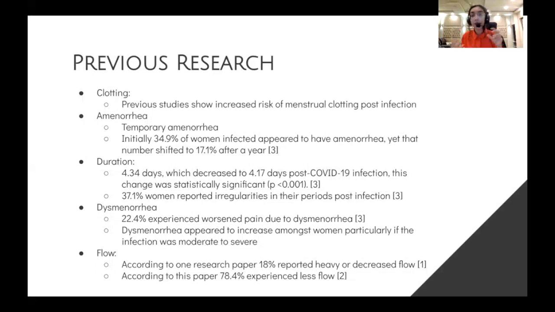So while exactly whether infections are lessening flows or increasing it, there seems to be some ambiguity about that. But one thing we can know for sure is the possibility that heaviness of flow may be affected by COVID-19 infections. And lastly, of course, is amenorrhea. However, amenorrhea seems to be mainly temporary because most women experience it during the infection itself, but gradually post-infection, the number shifts after a year.